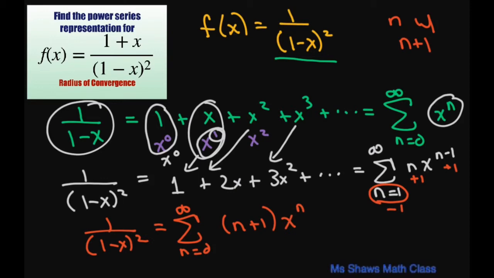Now the radius of convergence is the same as our original series given here, and all we did was differentiate it. So the radius of convergence equals 1. It just stays the same. Now let's complete it with this in the numerator, 1 plus x.